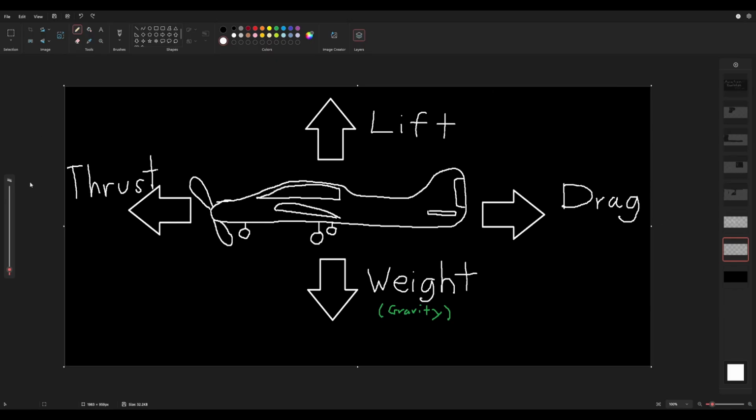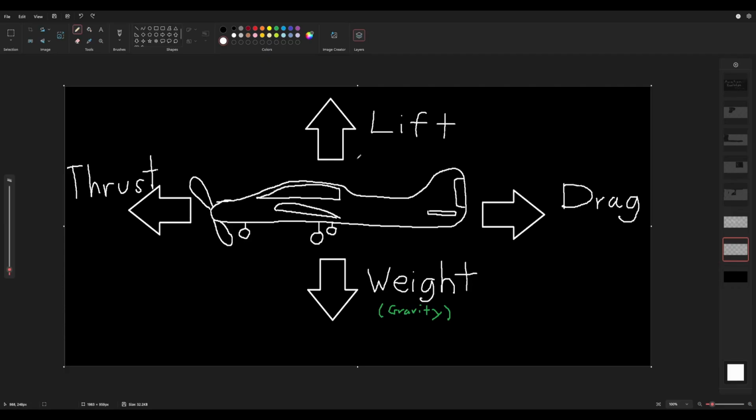So as our thrust is larger than our drag, we're going to start to accelerate, start to get faster as we roll down the runway. Once we get to our takeoff speed, we're going to slightly raise the nose of the aircraft. What that's going to do is increase our lift force. It's going to be larger than the force of weight, and at that point, that is when the plane begins to fly and climb away from the ground.